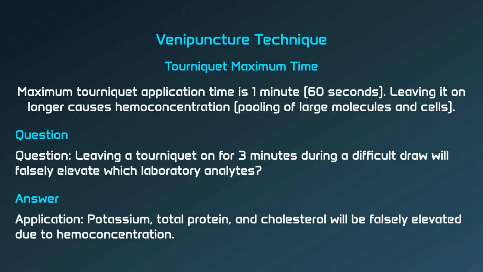Venipuncture technique. Tourniquet maximum time. Maximum tourniquet application time is 1 minute, 60 seconds. Leaving it on longer causes hemoconcentration, pooling of large molecules and cells.